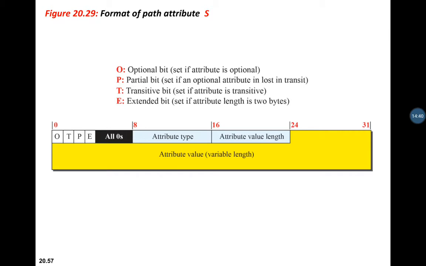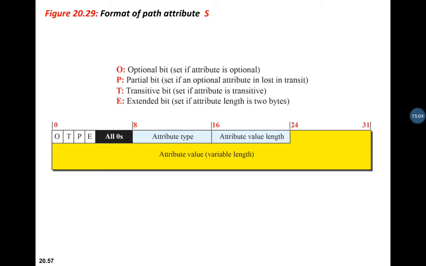Next, the second one is the autonomous system path, which is a type 2 attribute. This defines the list of autonomous systems through which the destination can be reached. This can be used in the route selection. Next, we have the next hop, which is type 3. This defines the next router to which the data packet should be forwarded.